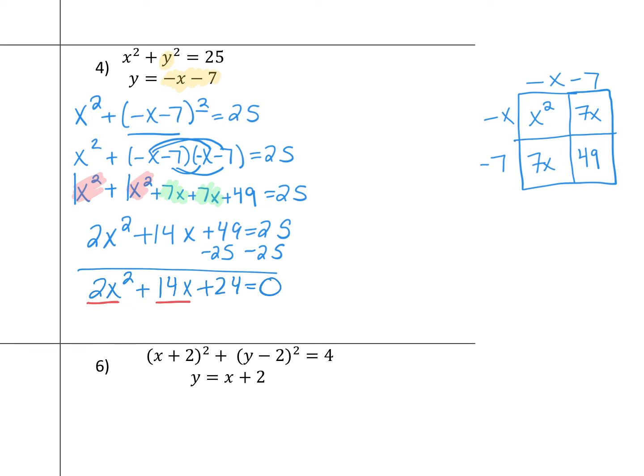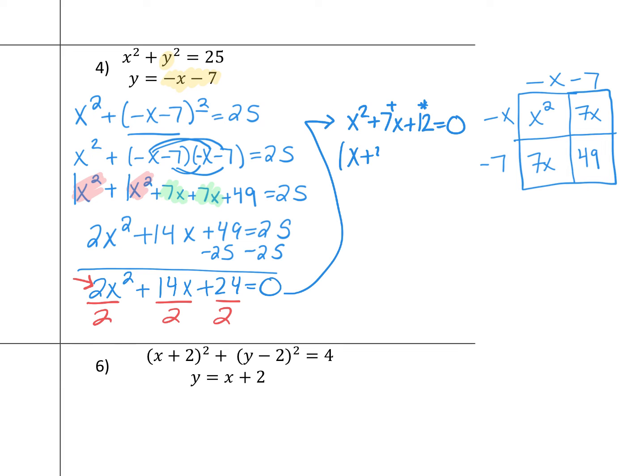Now if you notice, all three of my terms are divisible by the leading coefficient of 2. So I'm going to divide everything by 2, and what that'll give me is x squared plus 7x plus 12 is equal to 0. Now this is going to be much easier to solve because the numbers are a lot smaller. So now I need to think about two numbers that multiply to 12 and add to 7. And so the two numbers that multiply to 12 and add to 7 are positive 4 and positive 3. So my two x solutions are going to be negative 4 and negative 3.